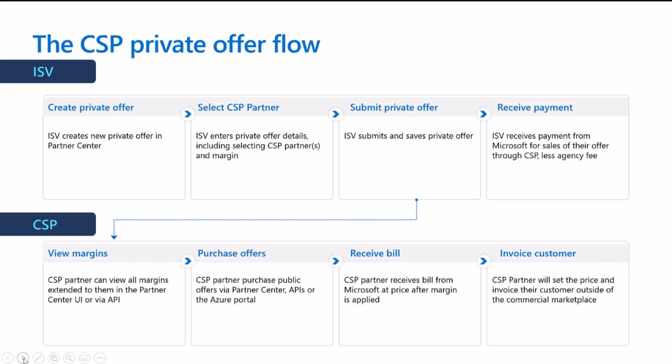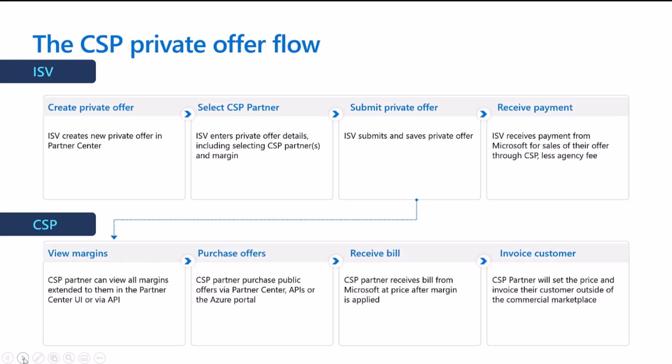Once the CSP agrees to purchase the public offer those margins have been applied to, the CSP can purchase those offers either through Partner Center for SaaS offer types, or for virtual machines or Azure applications, they can do so in the Azure portal. At the end of the month, when those CSP partners receive their bill, they'll see that the transactions that have private offer associated to them, they receive a margin for those.